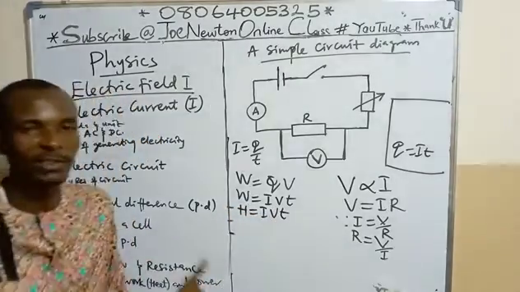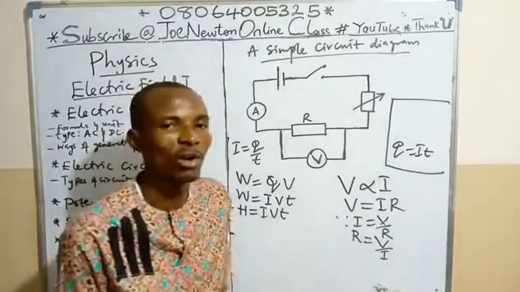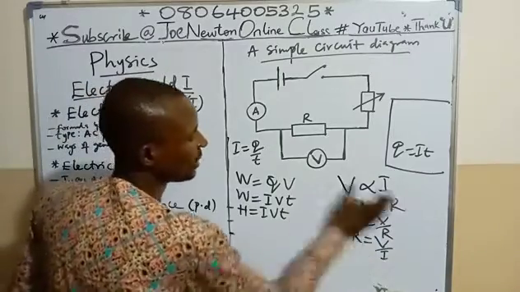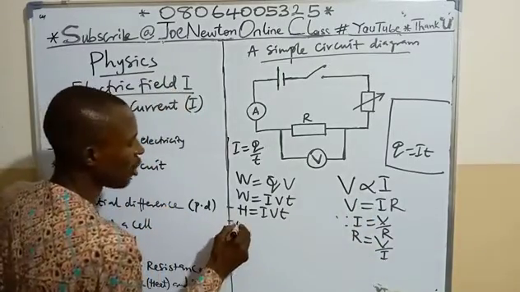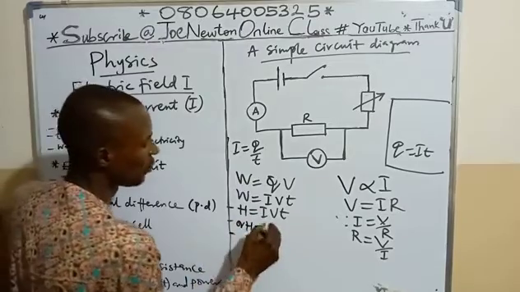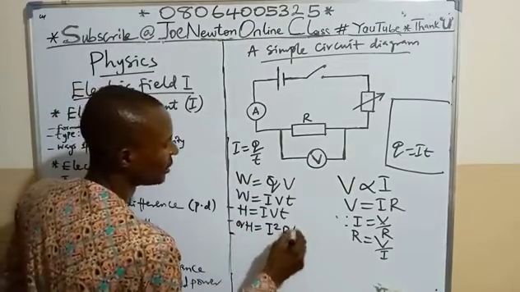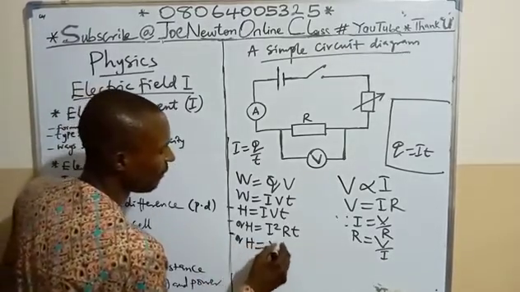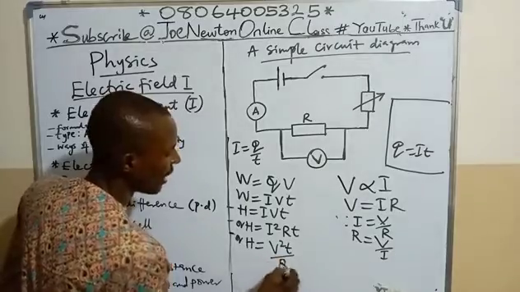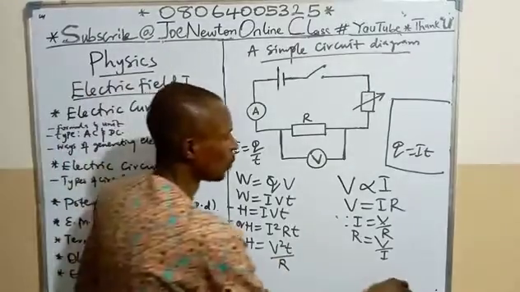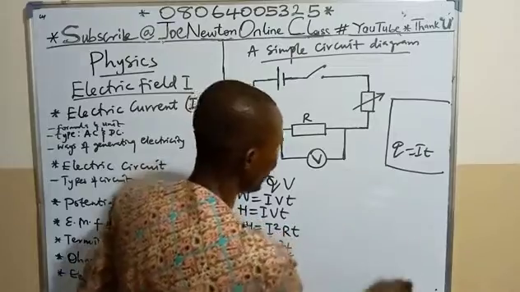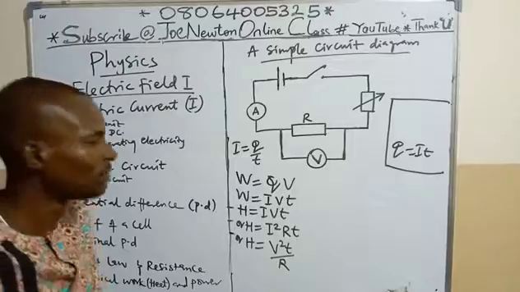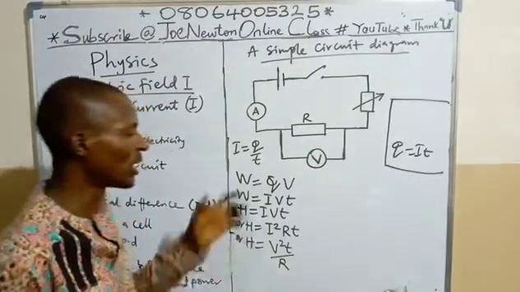If you use H for the heating effect, like when you're using an electric coil or heating coil, then from these quantities you can also say that H equals I squared RT, and also H equals V squared T over R. These are important formulas. We shall make use of them in the next class. So this is the formula for the work done by electrical devices, or their heating effect.